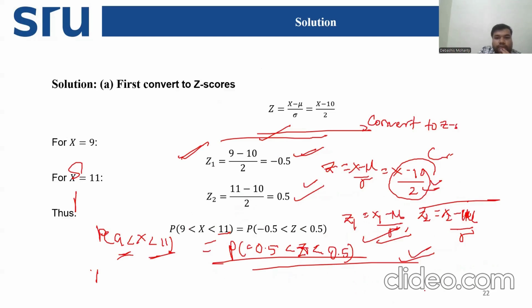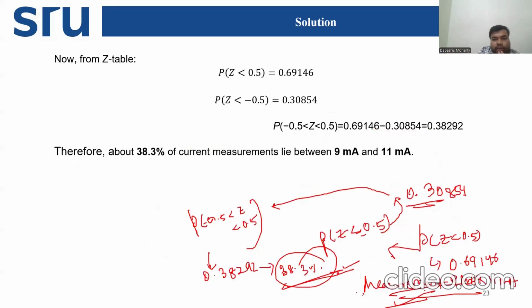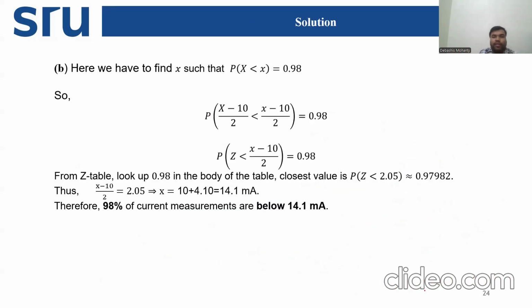Okay, next coming to the next question. Find the current value below which 98% of measurements fall. So here you will see the solution of the second question. Given 98% will fall, we need to calculate the probability of capital X less than small x, that is equal to 0.98.